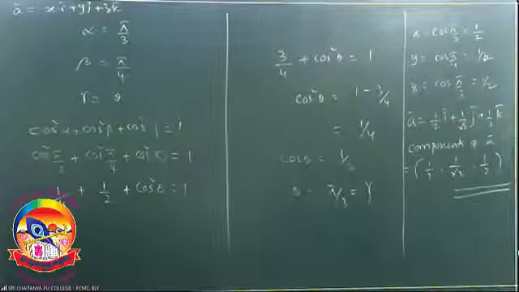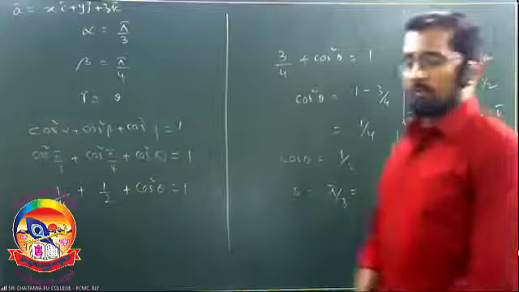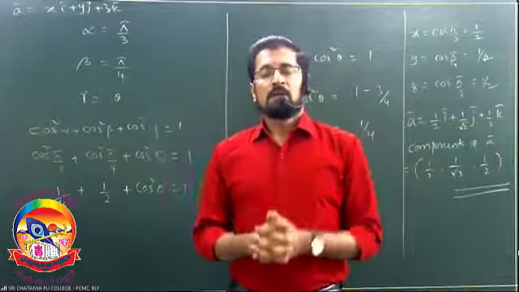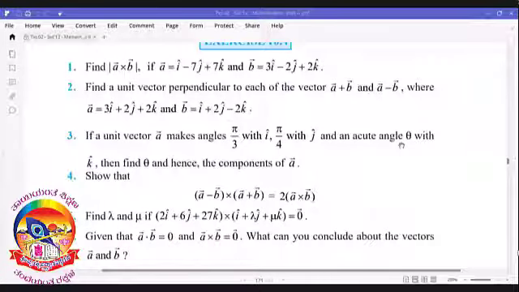Shall I move to the fourth problem? See that fourth problem. Show that A bar minus B bar cross A bar plus B bar is equal to 2 times A cross B. Observe that. You just go through the normal multiplication, and you are going to get the answer. Just multiply, and wherever you get A cross A is equal to 0 and B cross B is equal to 0.